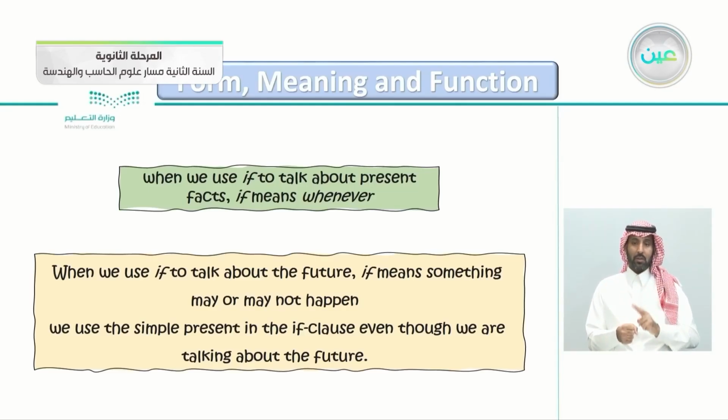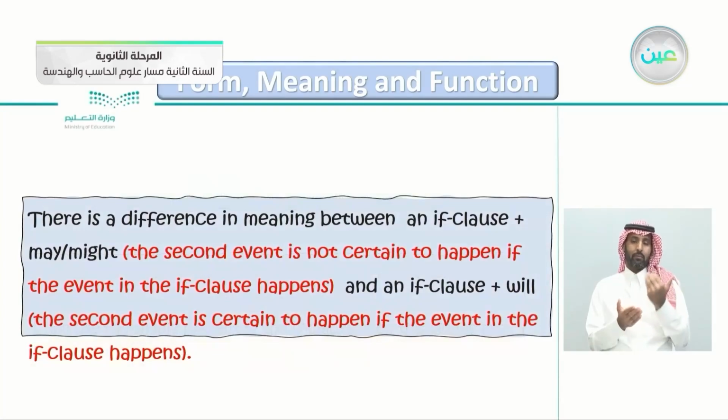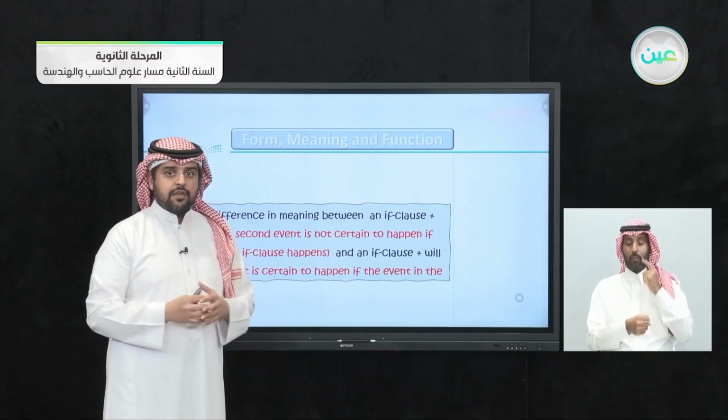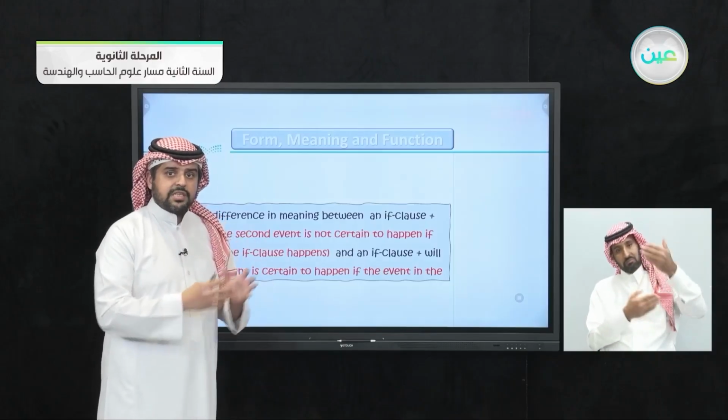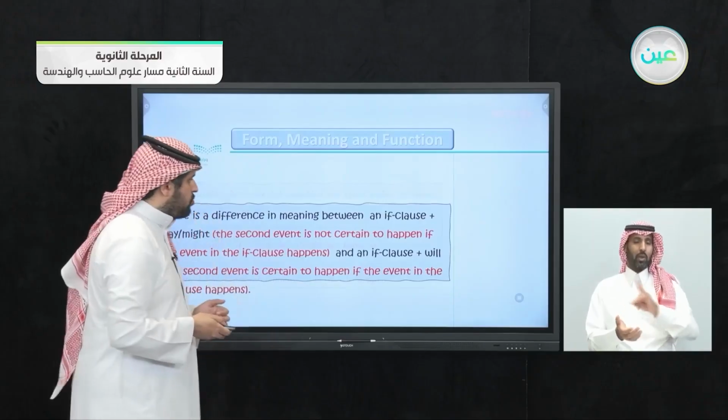We use the simple present in the if clause, even though we are talking about the future, of course. As mentioned before, there is a difference in meaning between an if clause plus may and might. The second event is not certain to happen if the event in the if clause happens. And with if plus will, the second event is certain to happen. If we say will in the result clause, we know that this is what's going to happen. If you say may or might, we are not sure.